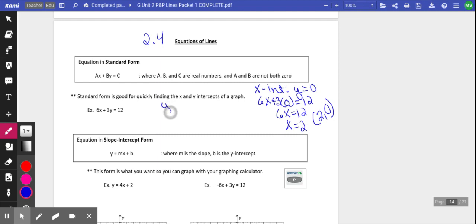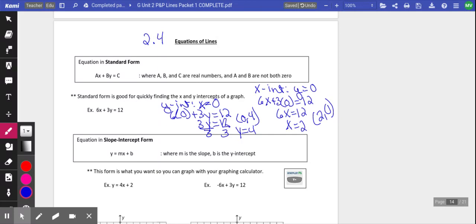To find the y-intercept is when x is 0. So I put 0 in for x, so it's 6 times 0 plus 3y equals 12. So that means 3y equals 12. I divide by 3, and y equals 4. So that's the point (0, 4) on the graph.